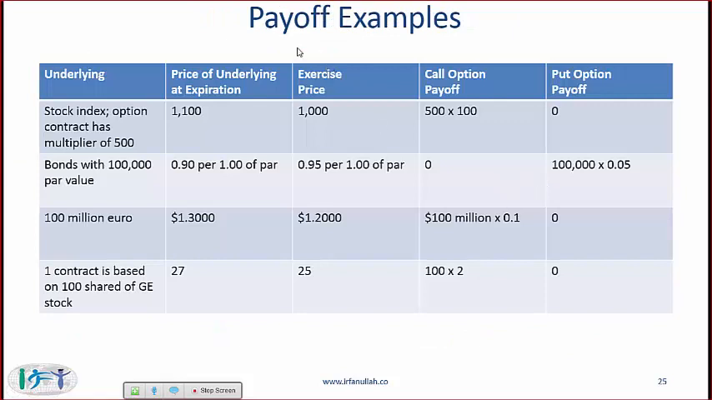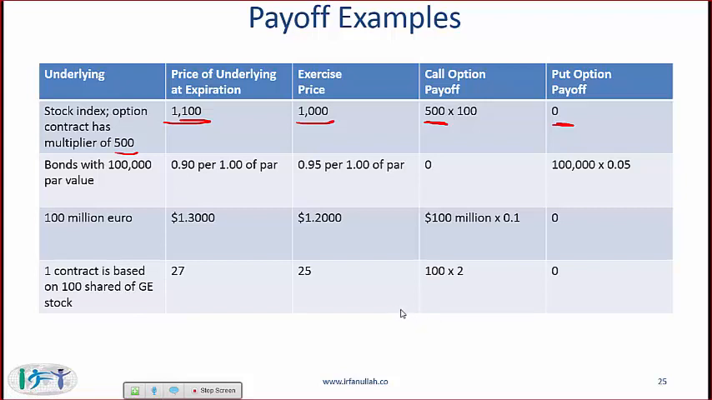Here are some simple payoff examples. If you have a stock index and the option contract has a multiplier of 500, the stock ends at 1100, and the exercise price is 1000. So what's the payoff? It is the difference between the two, which is 100, multiplied by 500, which is given as your multiplier. And what is the put payoff? It is 0. The rest of the questions here are fairly self-explanatory, so you can look at them.